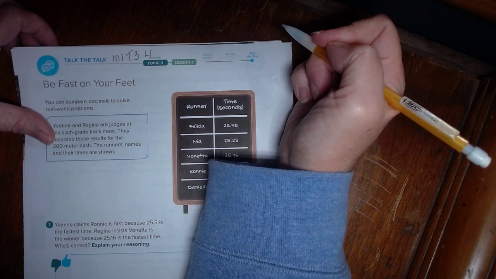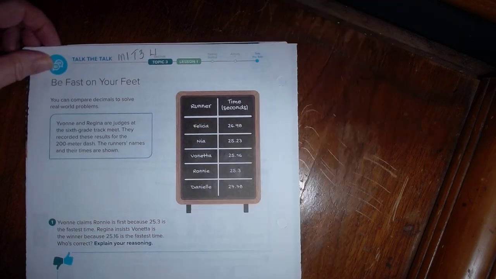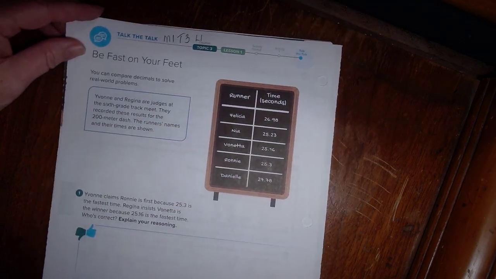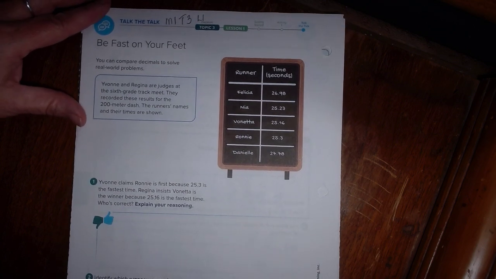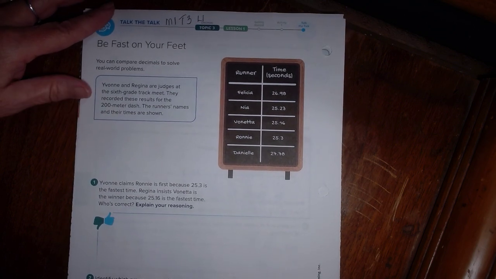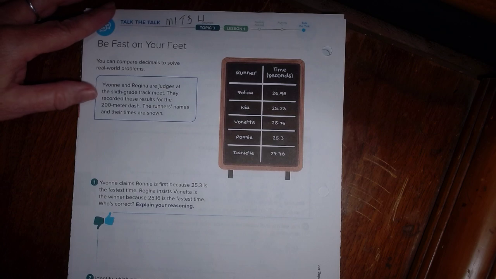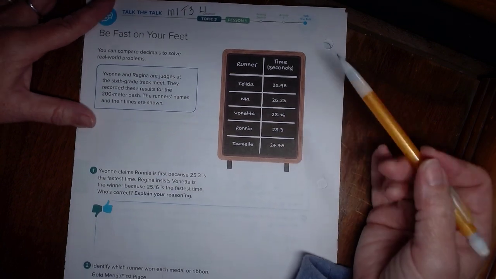This is the talk. It says be faster on your feet. You can compare decimals to solve real world problems. It's always important because kids always say, well, why do I need to know this? Here's a good example. Yvonne and Regina are judges at the 6th grade track meet. They record these results for the 200-meter dash. The runners' names and their times are shown. So we have their names and the times.